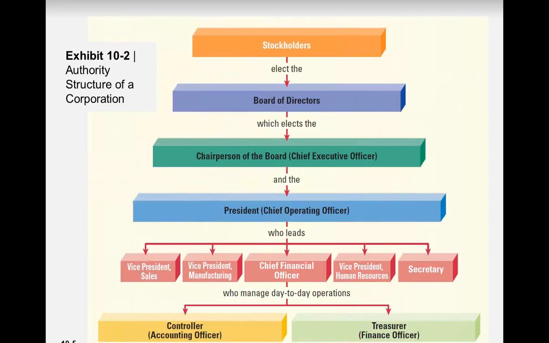To look at the structure of a corporation, the stockholders elect the board of directors, as I said earlier. The board of directors elects the CEO, and they may elect the COO, the president of the company, and then those people lead and hire all of the middle management and lower management underneath that.